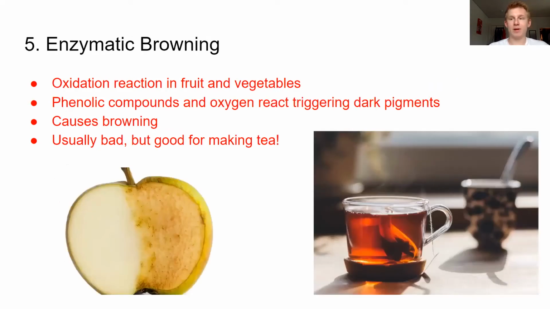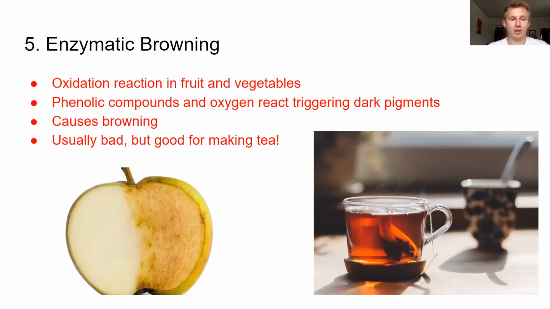And lastly, I want to talk about enzymatic browning. We learned that the Maillard reaction is non-enzymatic browning. So what is enzymatic browning? This is an oxidation reaction that occurs in fruits and vegetables. It happens when phenolic compounds and oxygen react and they trigger dark pigments to occur. This causes a physical browning.